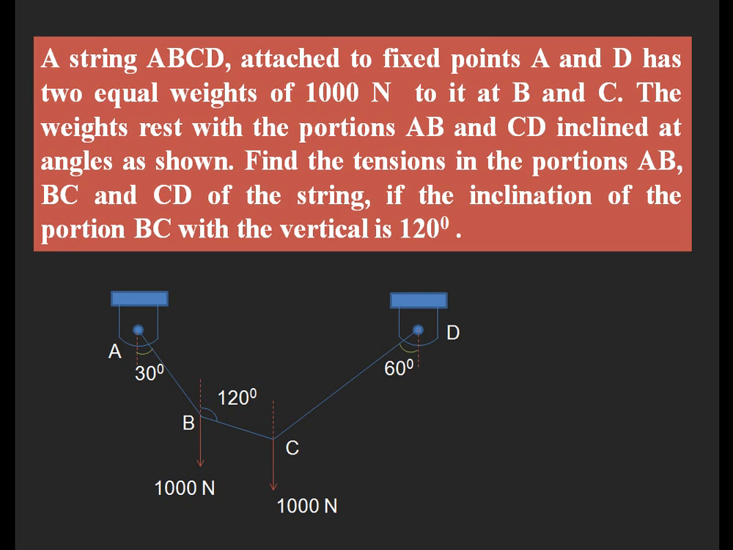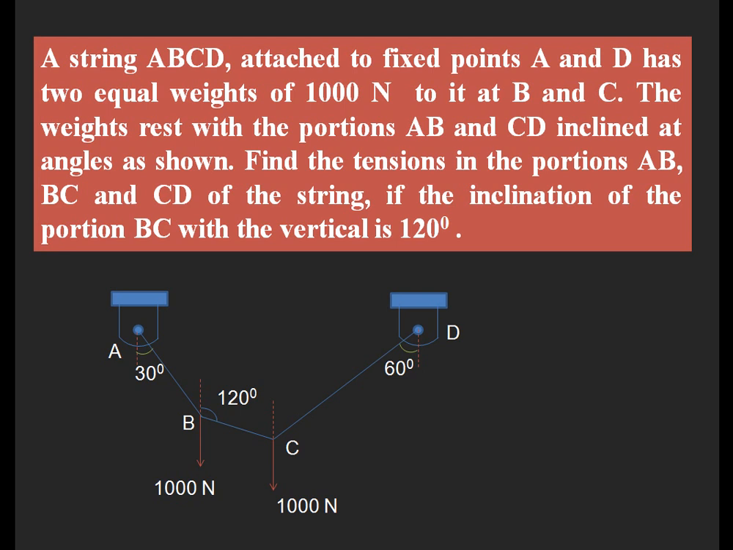So after giving the loads, the inclinations are also given with vertical lines. Here we need to find out what the tensions will be inside the AB string, the BC string, as well as the CD string, with reference to the diagram given.